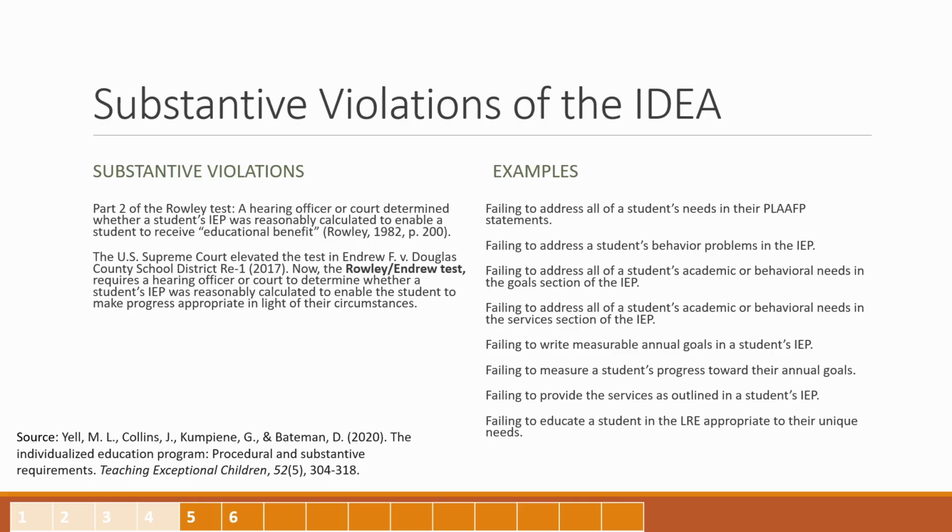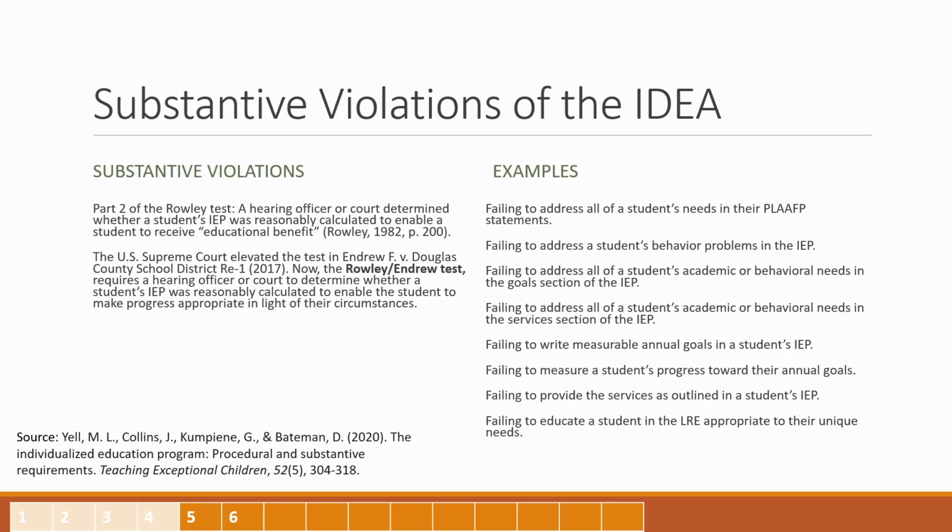In May of 2017, the Supreme Court elevated the test in the Andrew versus Douglas County School District case, and now the Rowley/Andrew test requires a hearing officer or court to determine whether a student's IEP was reasonably calculated to enable the student to make progress appropriate in light of their circumstances.